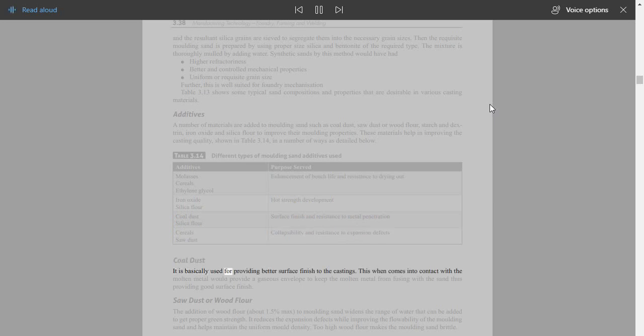Coal dust is basically used for providing better surface finish to the castings. When it comes into contact with the molten metal, it provides a gaseous envelope to keep the molten metal from fusing with the sand, thus providing good surface finish. Sawdust or wood flour. The addition of wood flour, about 1.5% max, to molding sand widens the range of water that can be added to get proper green strength. It reduces the expansion defects while improving the flowability of the molding sand and helps maintain the uniform mold density. Too much wood flour makes the molding sand brittle.